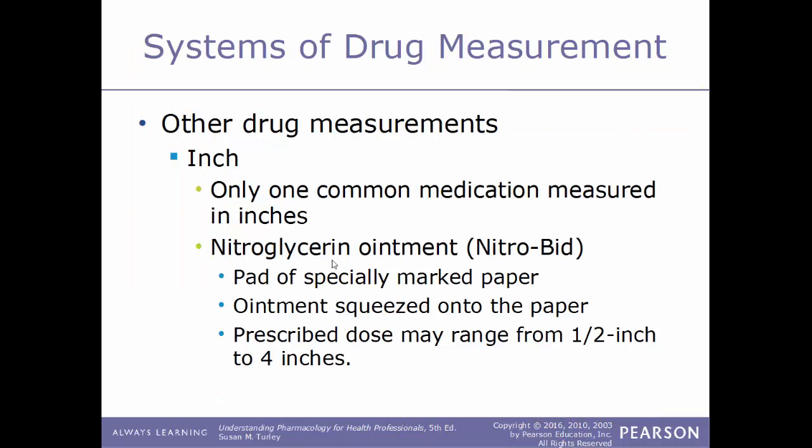Another drug measurement is the inch. There's only one common medication that uses this unit when it is dispensed, and that is a nitroglycerin ointment, or Nitro-BID. This is a pad of specially marked paper, and the ointment is actually squeezed onto the paper itself. And the prescribed doses for this drug would range from a half-inch square to a 4-inch square.